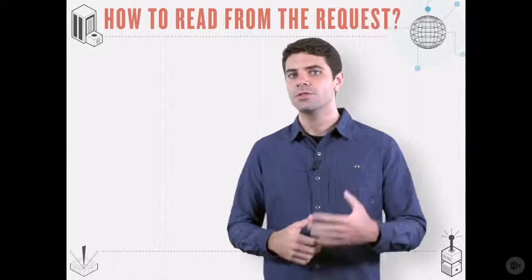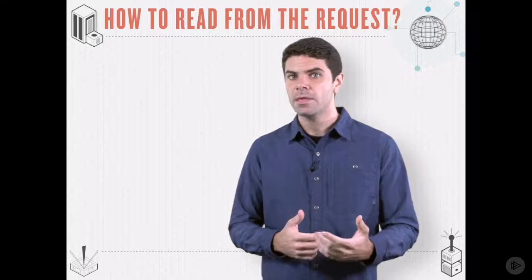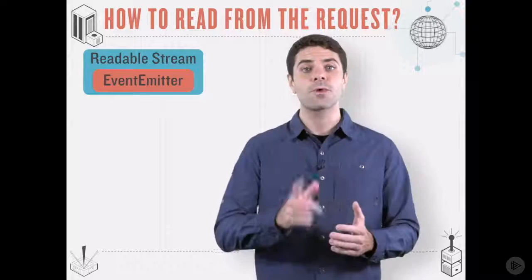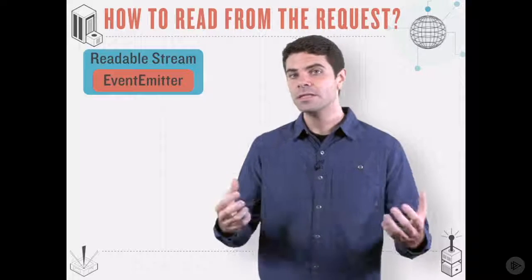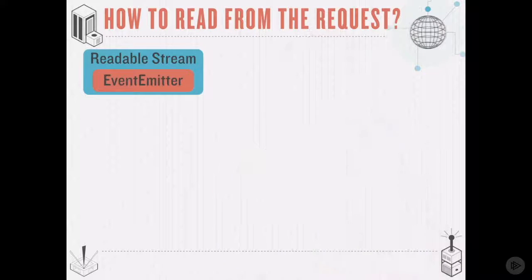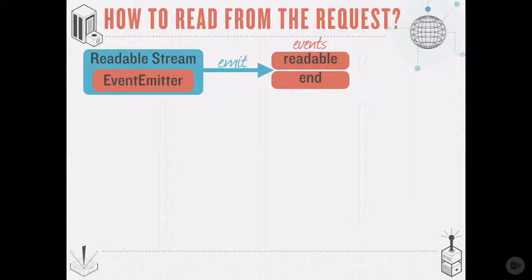We've seen how to write to the response, but how might we read from the request? As we've mentioned before, the request object is a readable stream, and it also inherits from event emitter. This is a great combination because the request object can then communicate with other objects through firing events. The events fired are readable, which is fired when data is ready to be consumed, and end, which is fired when the client is done sending all the data.